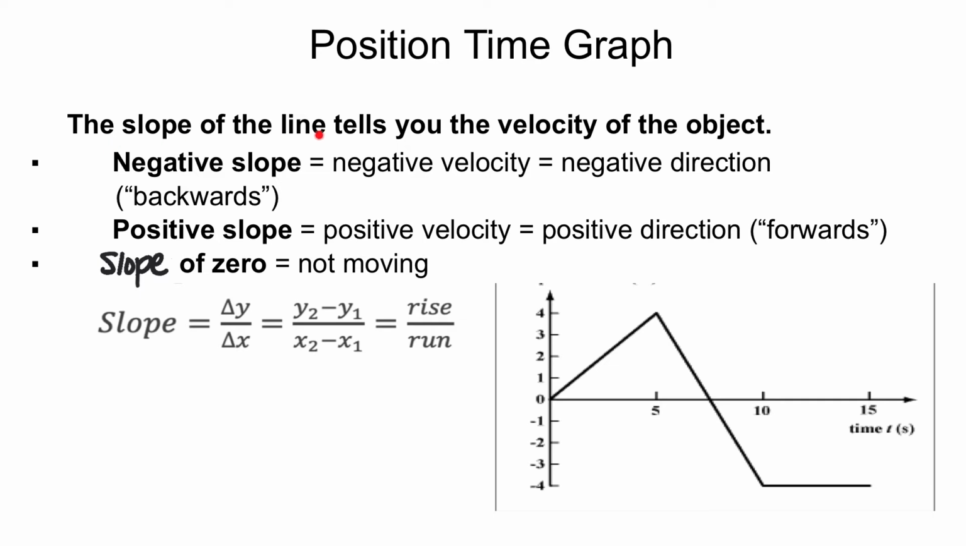First, let's look at the slope of the line, and that's going to tell us the velocity of our object. If we have a negative slope, that means we have a negative velocity, meaning we're going in the negative direction. Some people will call this backwards. Typically in physics, we set left as the negative direction, as well as down if we're going vertical. If we have a positively sloping line, we have a positive velocity, meaning we're going in the positive direction or forwards. Typically we say this is to the right or upwards if we're talking about vertical direction. Then if we have a slope of 0, it means we're not moving.